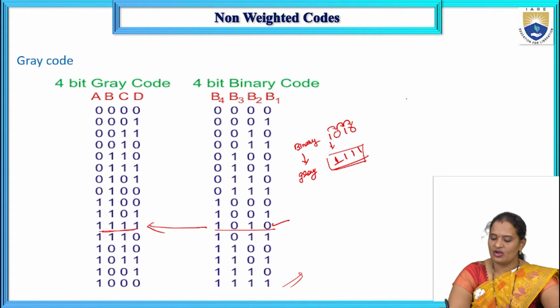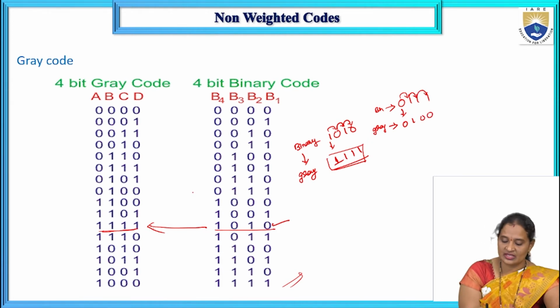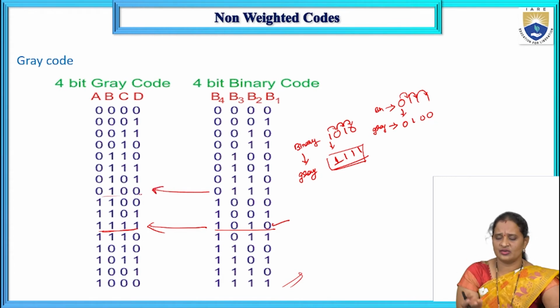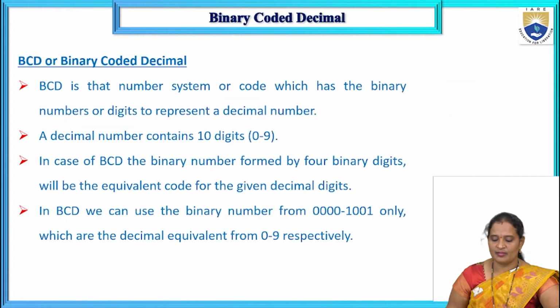4 ones. Now, let us consider 0, 1, 1, 1 as my binary code. Now, let us try to find out the equivalent gray code for this one. What is the MSB? MSB is 0. 0 XOR 1 is 1, 1 XOR 1 is 0, and 1 XOR 1 is also 0. So, for 0, 1, 1, 1, the gray code is 0, 1, 0, 0. Like that, you can find out the gray code for any number of bits.